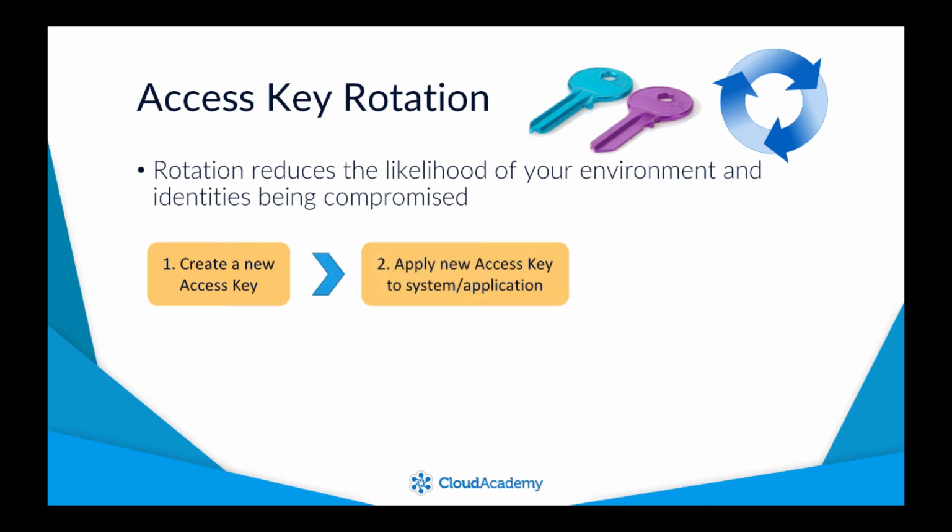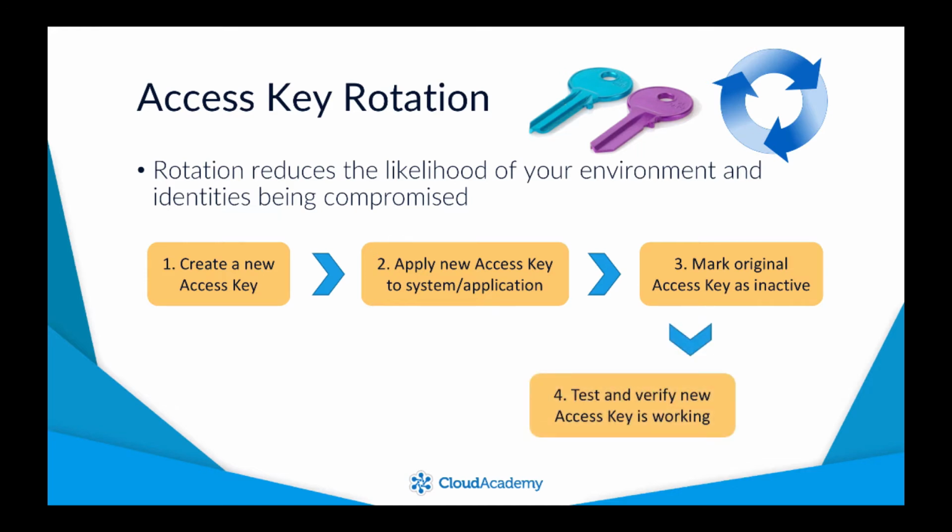Second, instruct your application or system to start using the new access keys. Depending on what you are using will depend how you do this. For example, if you are using the AWS CLI, then you would issue the command AWS configure to add the new key information as we have just seen in the demonstration. Third, at this point, you need to mark the existing access keys as inactive. Fourth, before deleting this now inactive access key, you should test your new access keys and verify that programmatic access is being allowed as expected. Finally, delete the old access keys from the associated user.